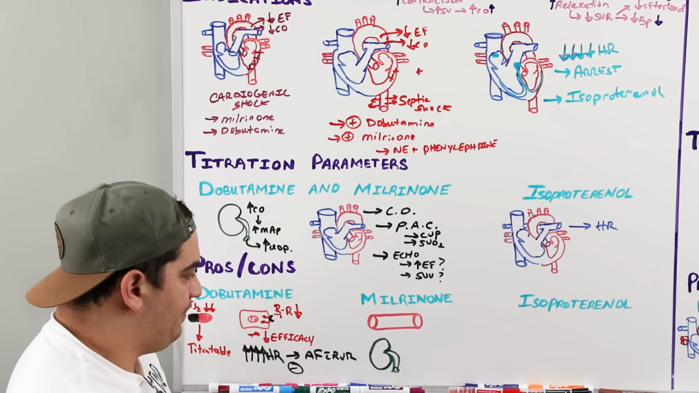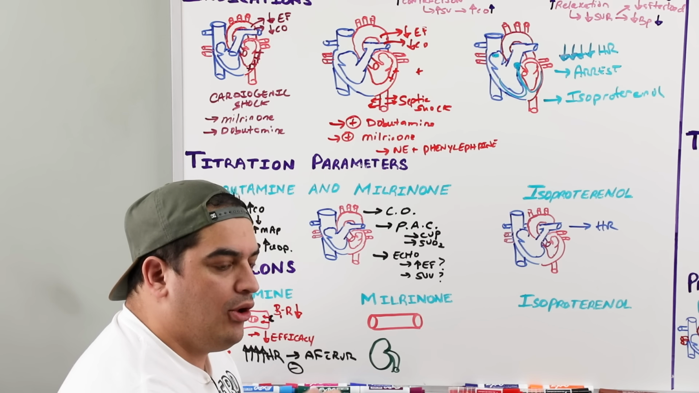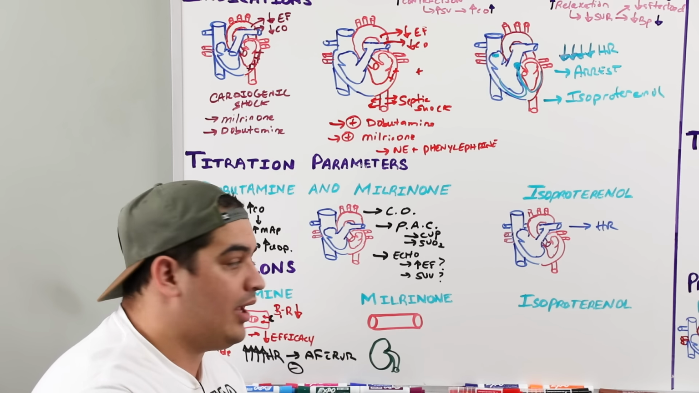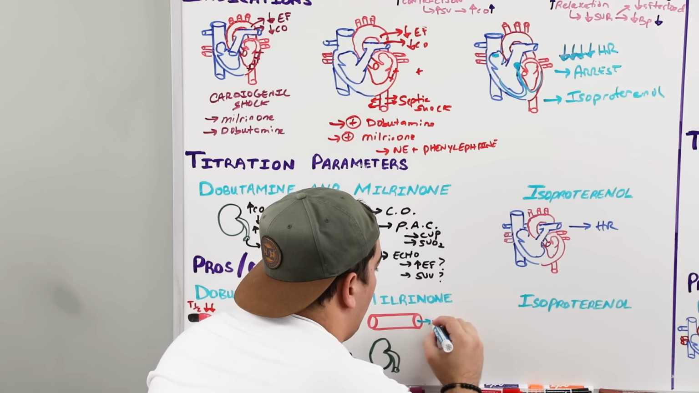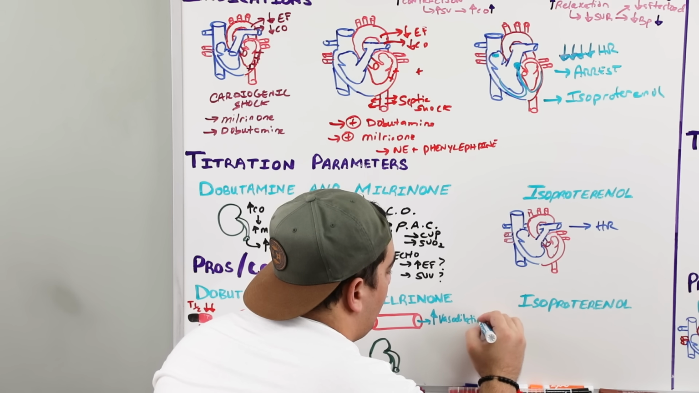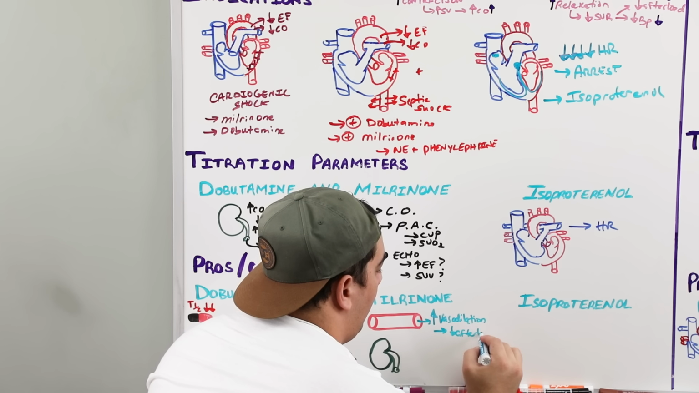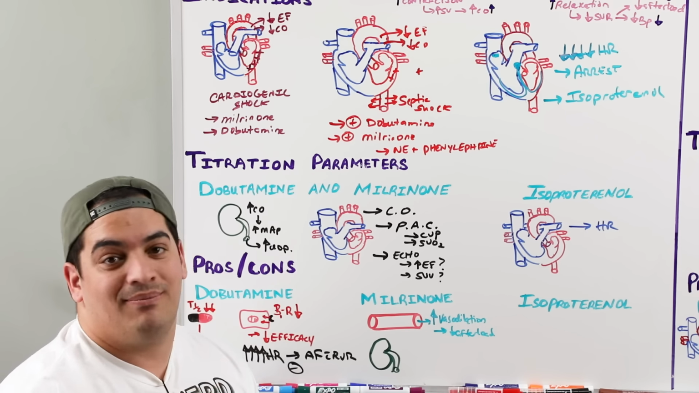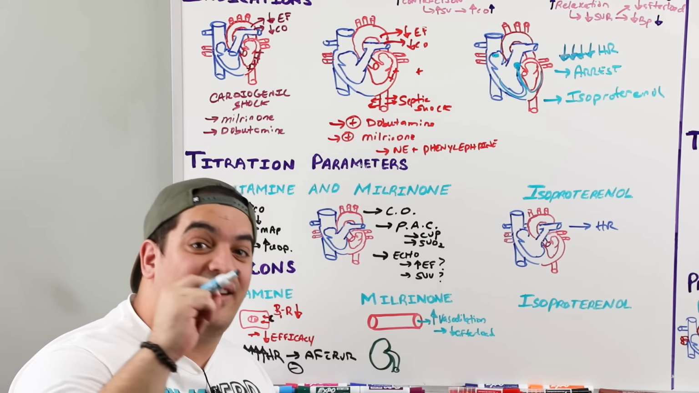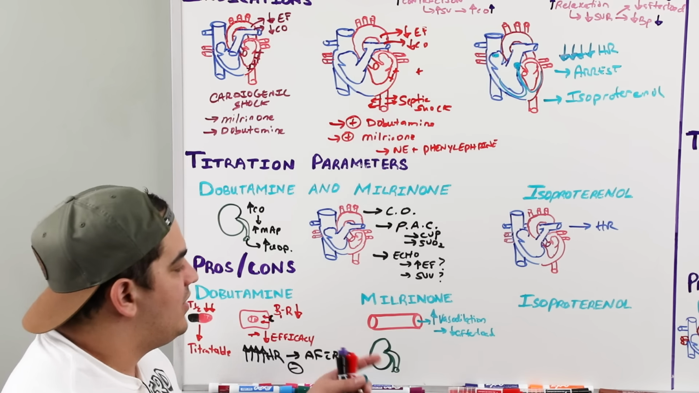Okay, so that's dobutamine. Milrinone is a great drug. One of the benefits of Milrinone is that it actually produces more of a vasodilatory effect than dobutamine does, okay? So this could potentially lower afterload even more, but also lower your blood pressure a little bit more. So this might be a little bit better in someone who has very severe cardiogenic shock in comparison to dobutamine, okay? So that's one of the benefits.